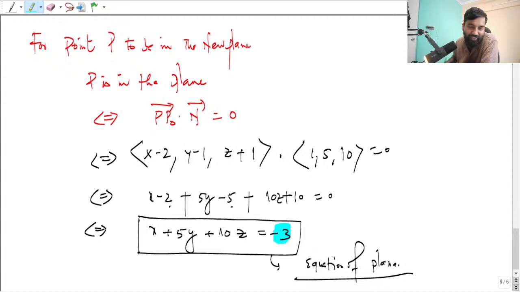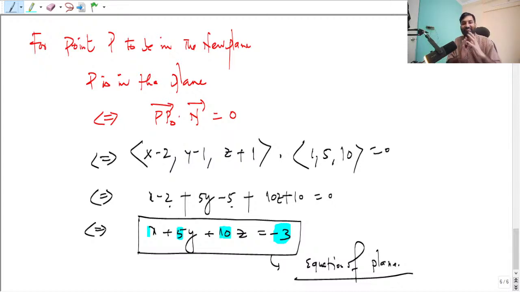And I will tell you the shortcut as well. You just manipulated and you got this equation. So can you tell me what is the coefficient of this equation? You see 1, 5 and 10. What is 1, 5 and 10? The coefficients of this equation are going to be the normal vector components. They are nothing but the components of a normal vector, right?